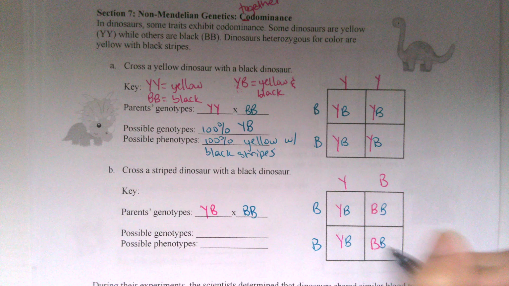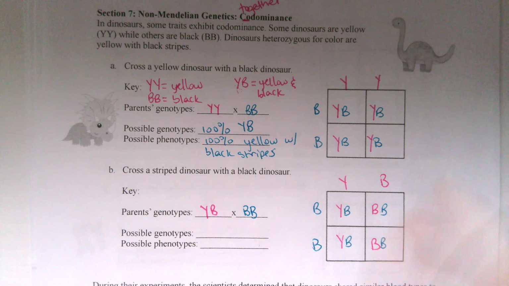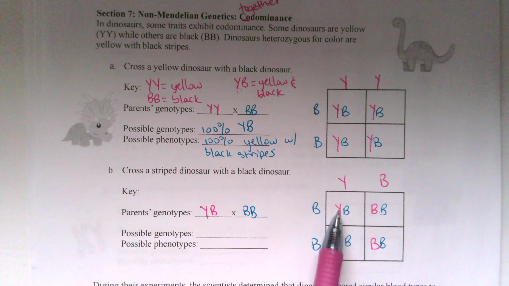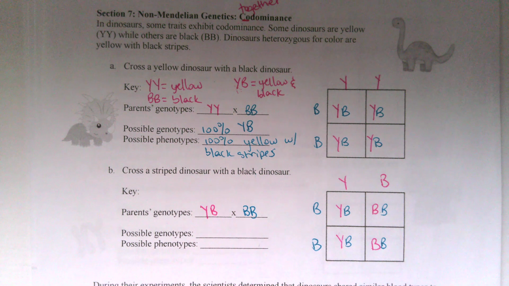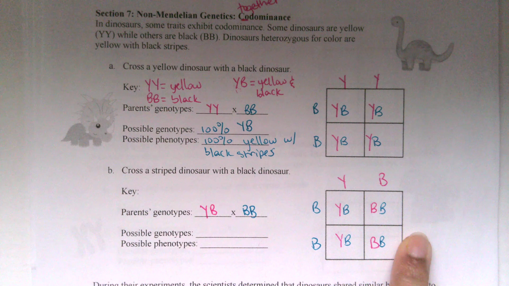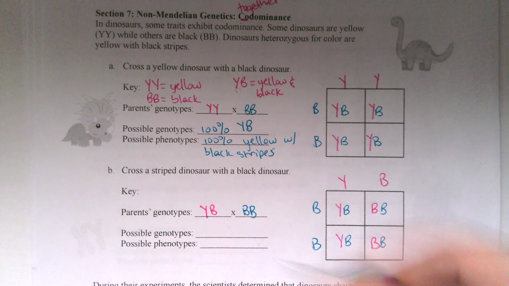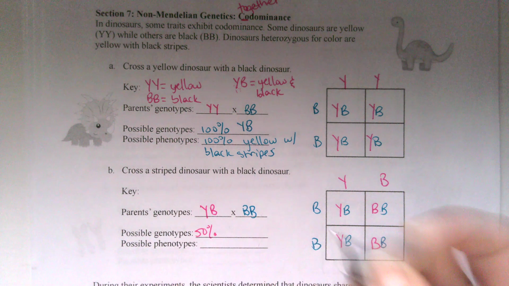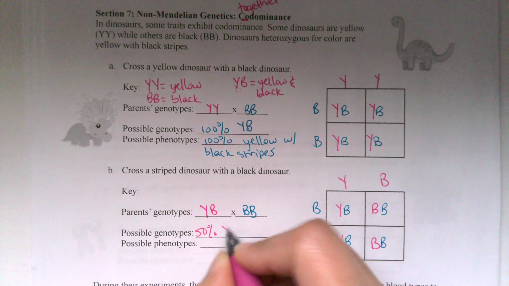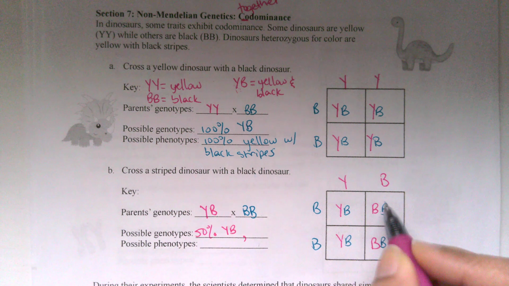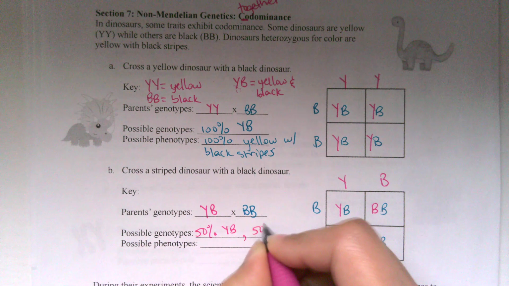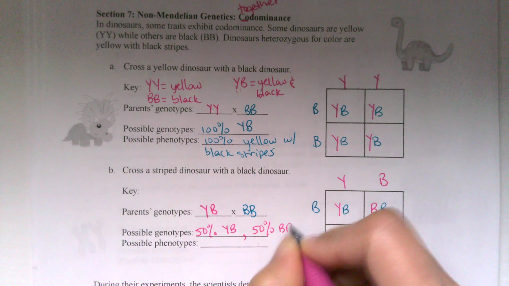Now remember, these are just the chances that we have certain types of offspring. It's not the amount of offspring that we will have. So the possible genotypes, if we were to do a ratio, we have 2 of these and then 2 of these. So we can do 2 to 2. Or if we were to do a percentage, like above, we'll do 50-50. Okay? So we have a 50% chance of having the genotype YB, and a 50% chance of having the genotype BB.